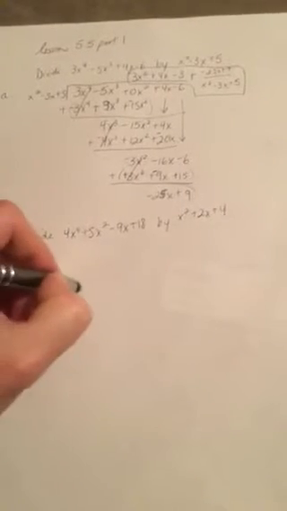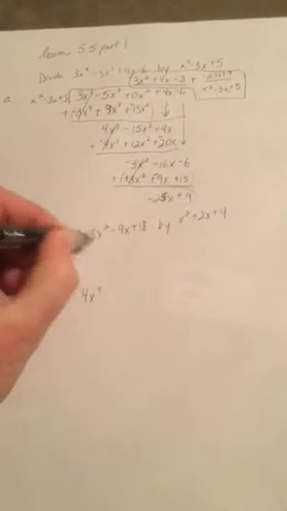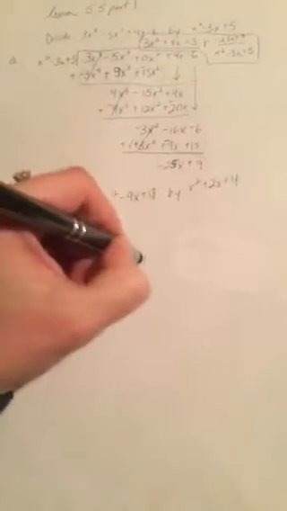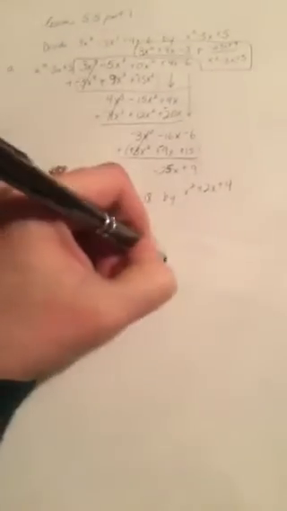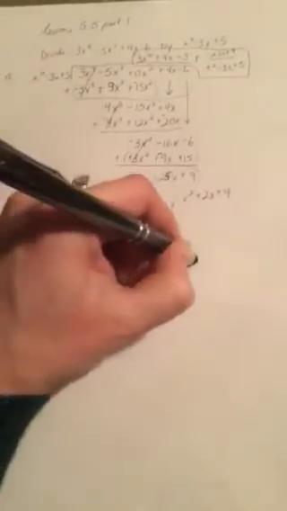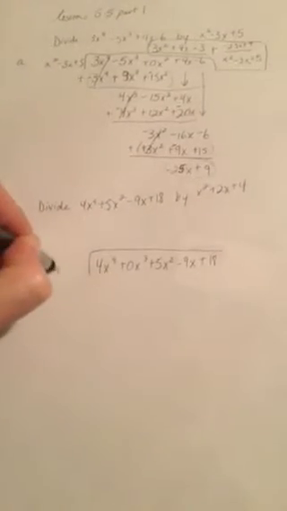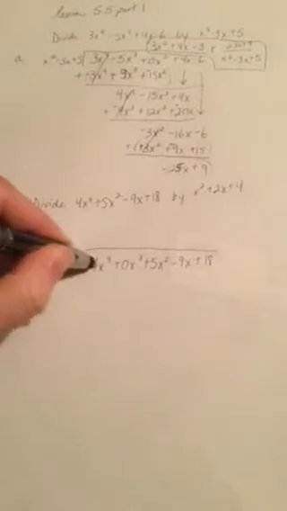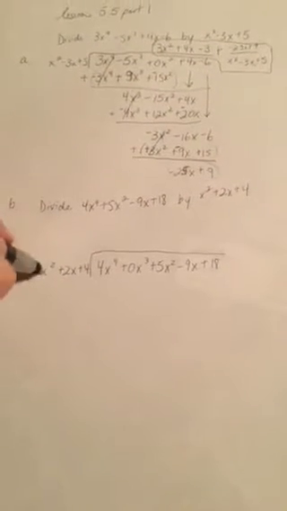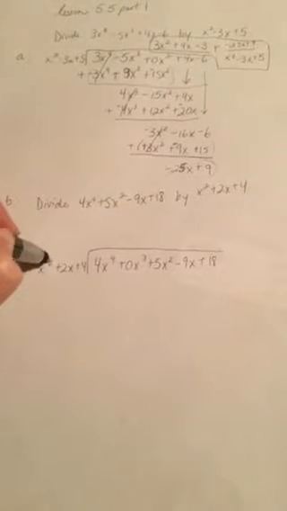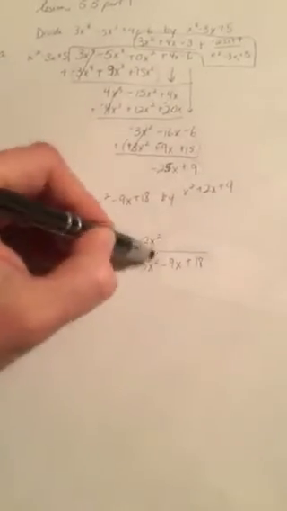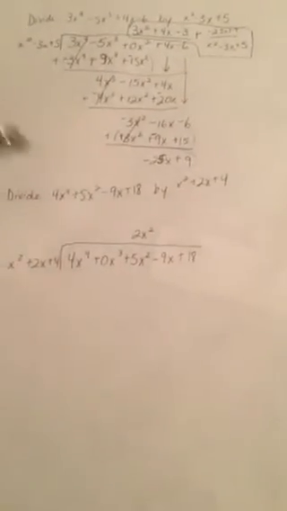Let's set it up. So 4x to the fourth. I have no x cubed terms, so plus 0x cubed plus 5x squared minus 9x plus 18. Every exponent's accounted for. Okay, so now I want to think, x squared times what is 4x to the fourth? X squared times 2x squared is 4x to the fourth. So I'm going to put it above here because I need to put it above the degree that matches it.